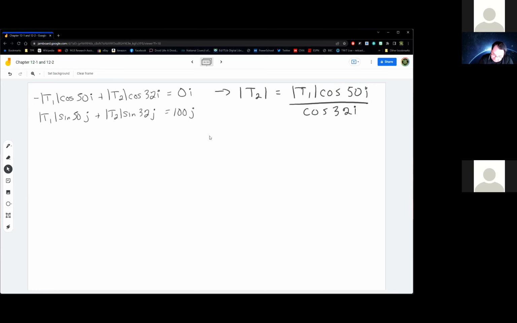So I took that first equation and solved it for the magnitude of T2, because now I can take my second equation and substitute that in. Plus the magnitude of T1 cosine, I divided by cosine, times sine 32j equals 100.